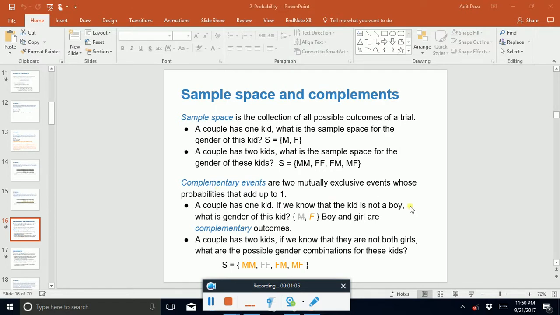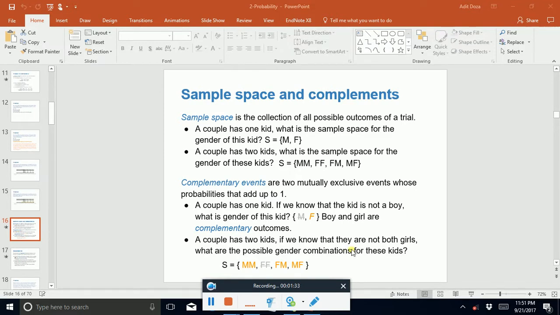So similarly, complementary events are two mutually exclusive events whose probabilities add up to 1. So a couple has one kid. If you know that the kid is not a boy, then what is the gender of this kid? Then the sample space would be 1, right? Only female. And boy and girl are complementary outcomes.